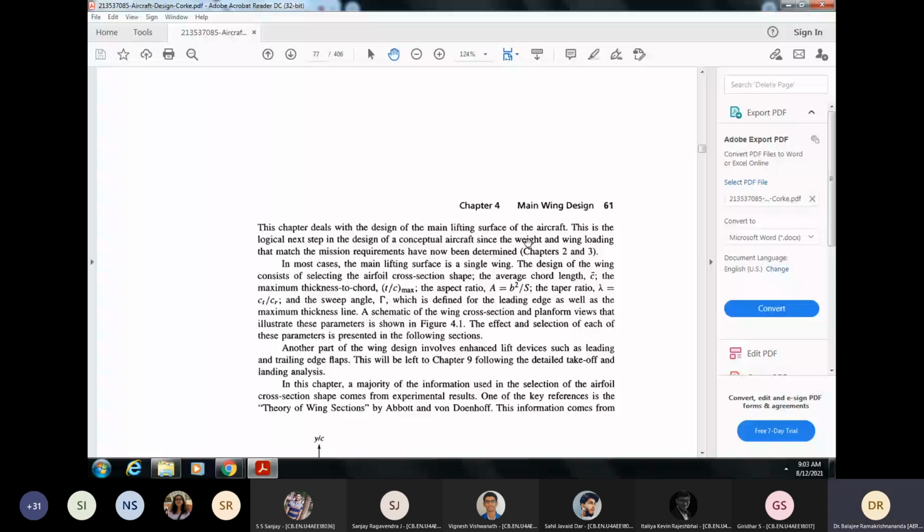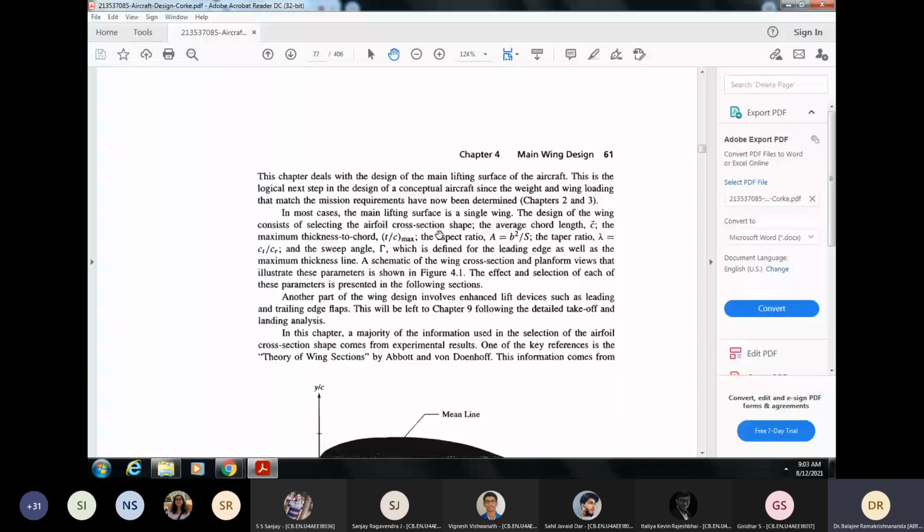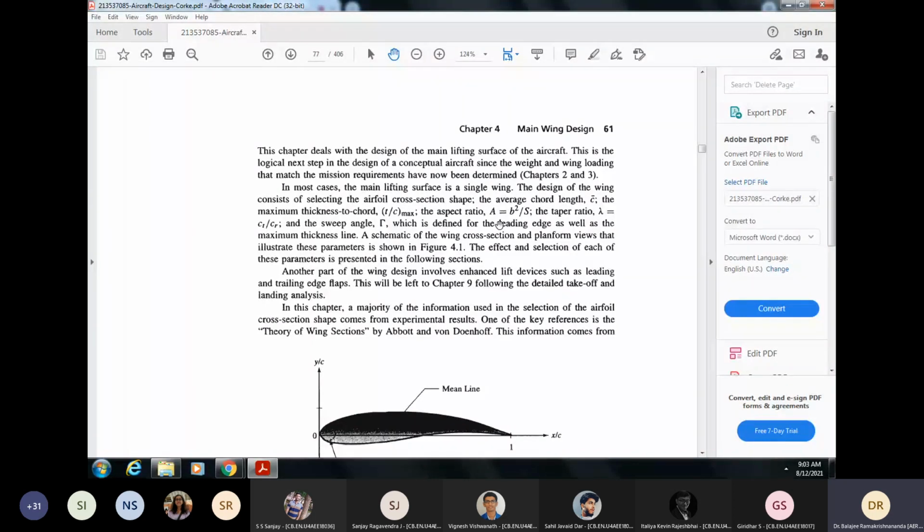In most cases, the main lifting surface is a single wing. There may be some exceptions to this. Some have tandem wings, some have biplanes. Those are all exceptional cases, and some may have a lifting canard. So we assume that the wing carries all the weight of the aircraft.